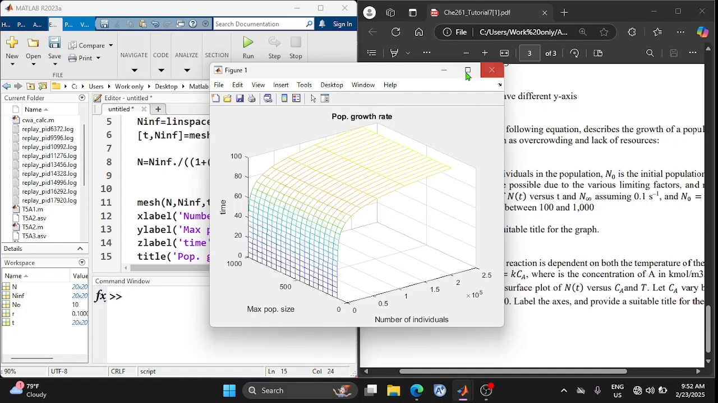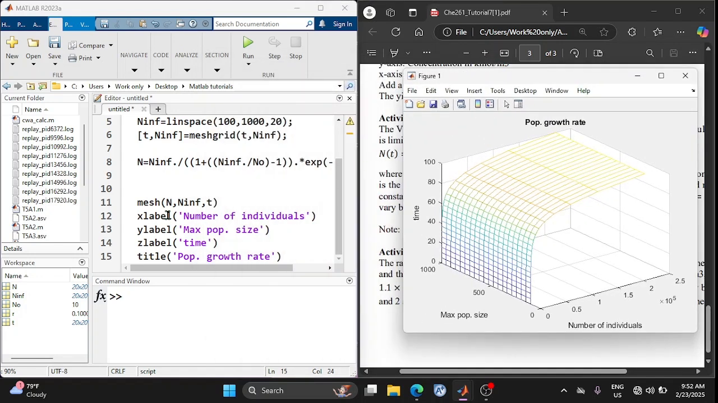So with labeling the axis, please take note. The first thing you have here is going to be your x label. This is going to be your y label. This is going to be your z label. So kindly keep that in mind. So this is how we go about questions like this.